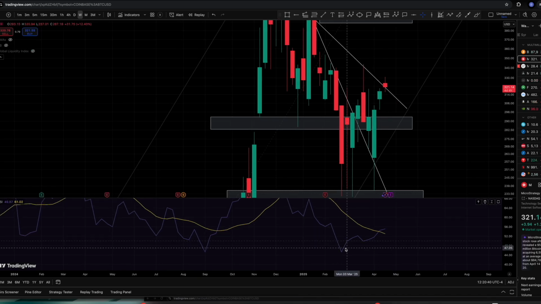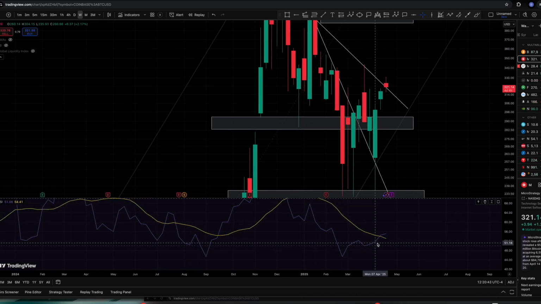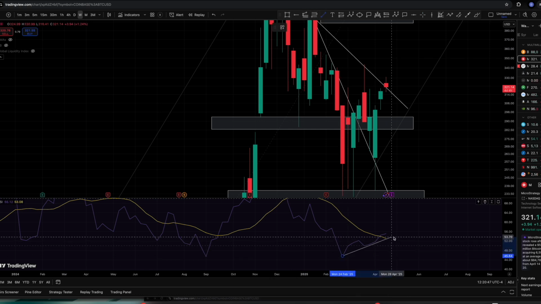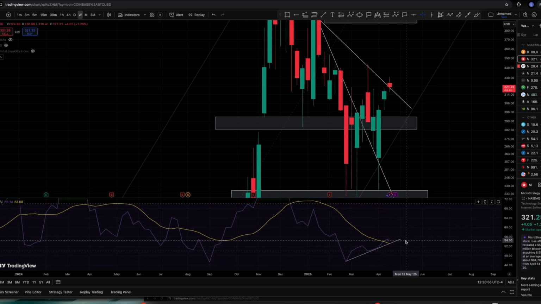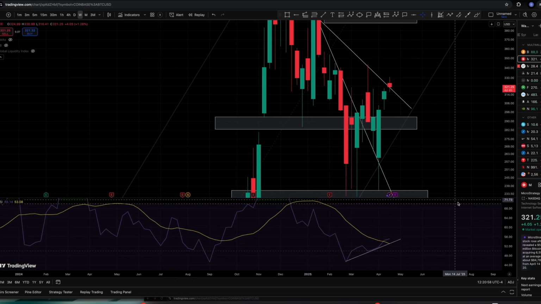On the weekly, looks like we got our little bottom here, creating higher highs, higher lows, looking very bullish. And we did get a move finally above this yellow moving average, showing signs that we can start to push up, showing signs that we can continue to push up higher to overbought territory.